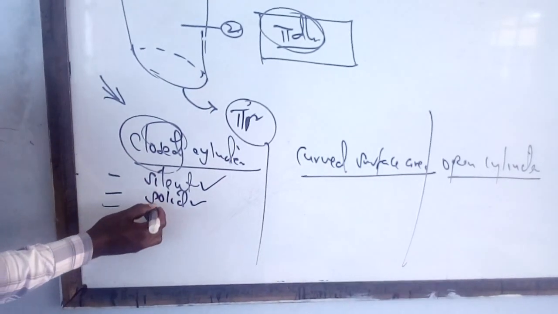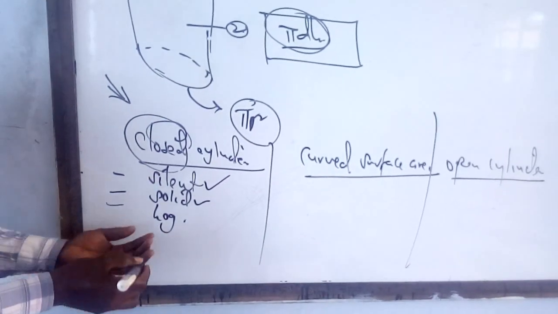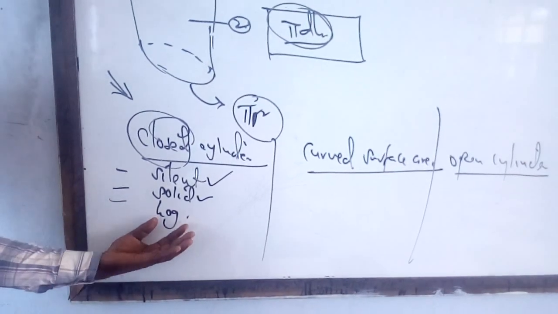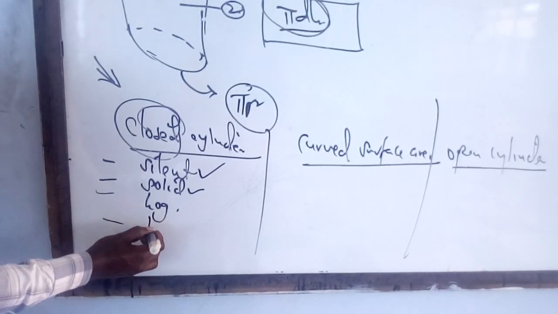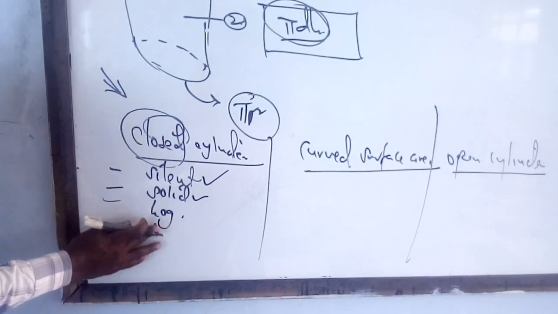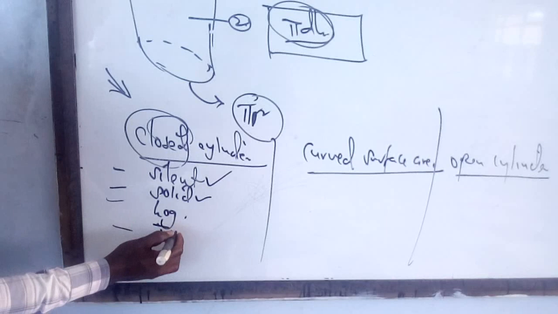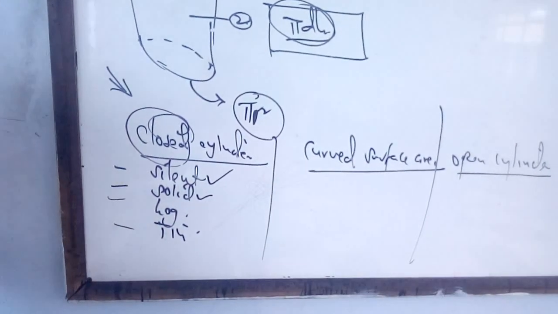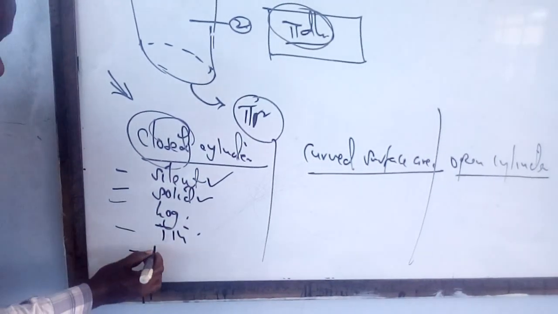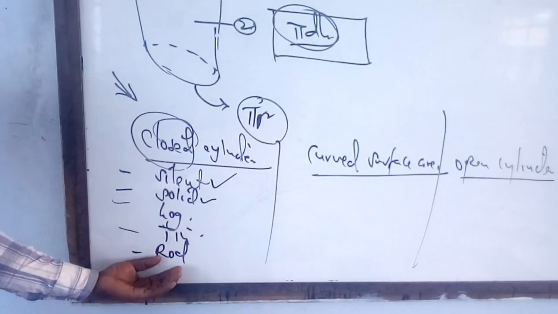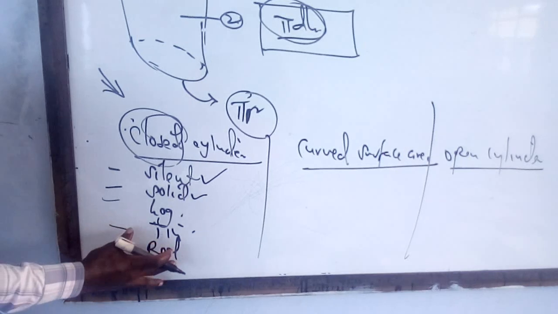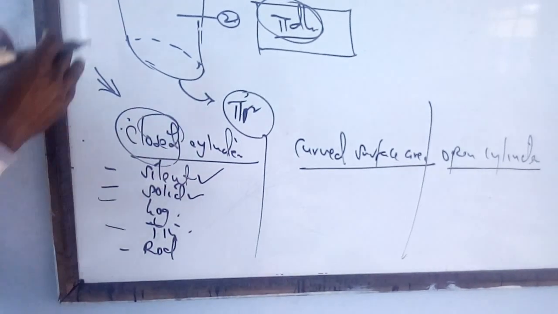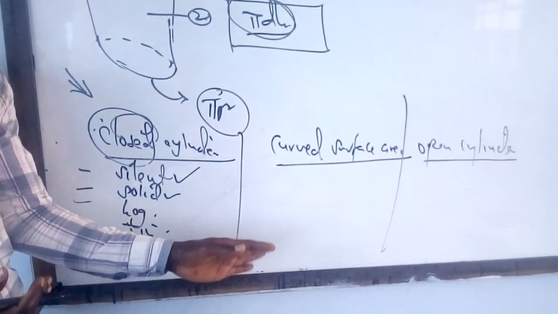Then we have what we normally call a log. When we are told to calculate the surface area of a log, it is simply a closed cylinder. We have what we call a lid. Then, for example, the examiner will be saying tin. Then we have the last one, which is a rod, the surface area of a rod. So this will simply imply the surface areas of closed cylinders, as we will demonstrate as we continue.